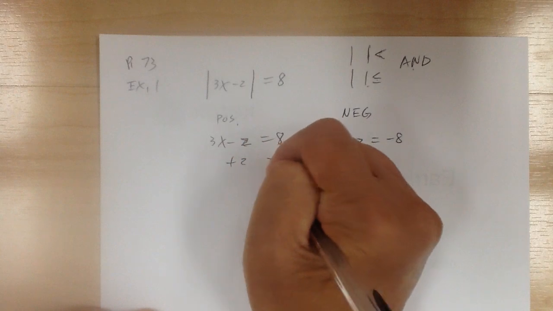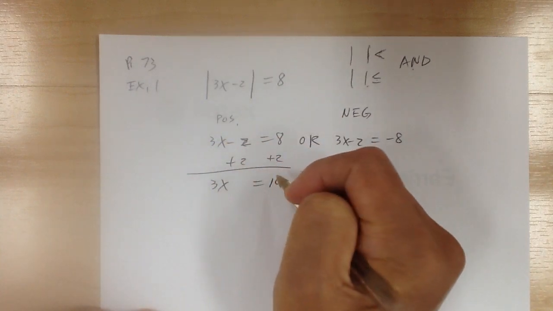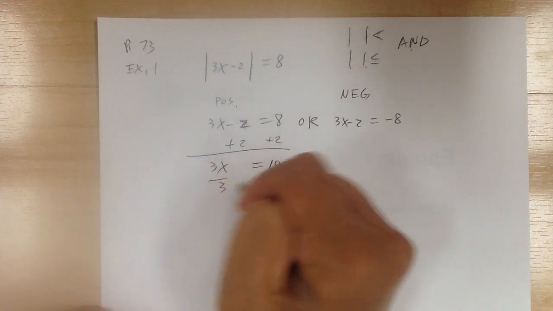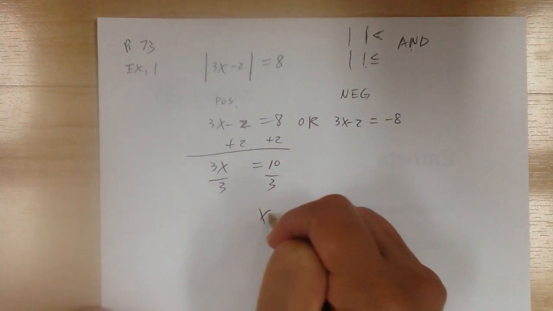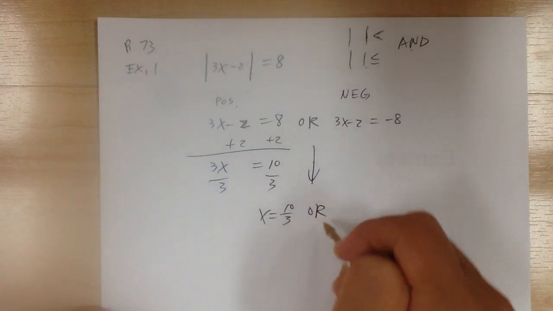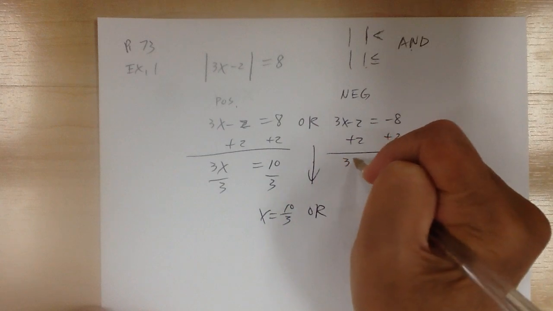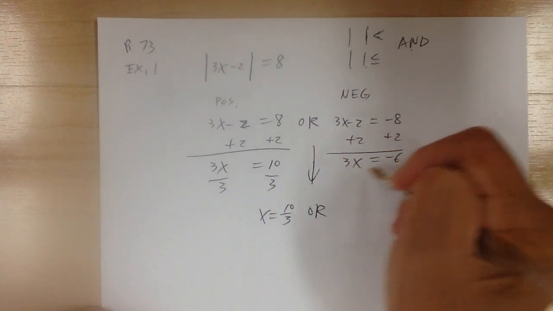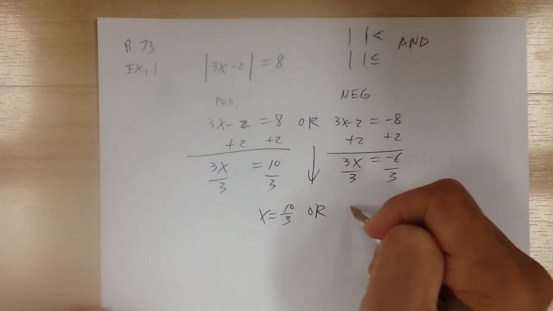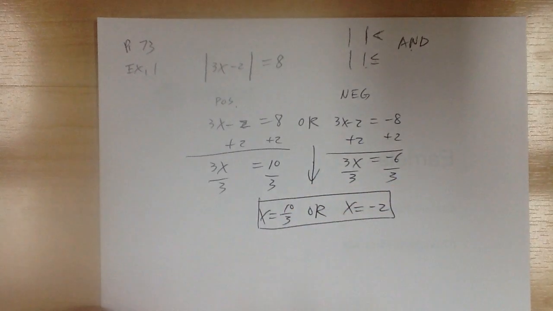So plus 2. You got 3x is equal to 10, and then you divide by 3. So you're going to get x equal to 10 over 3, and you got to have the or. Then for the other equation, you plus 2 over here. So you got 3x equal to negative 6, divide by 3, so you got x equal to negative 2, and that would be your answer.